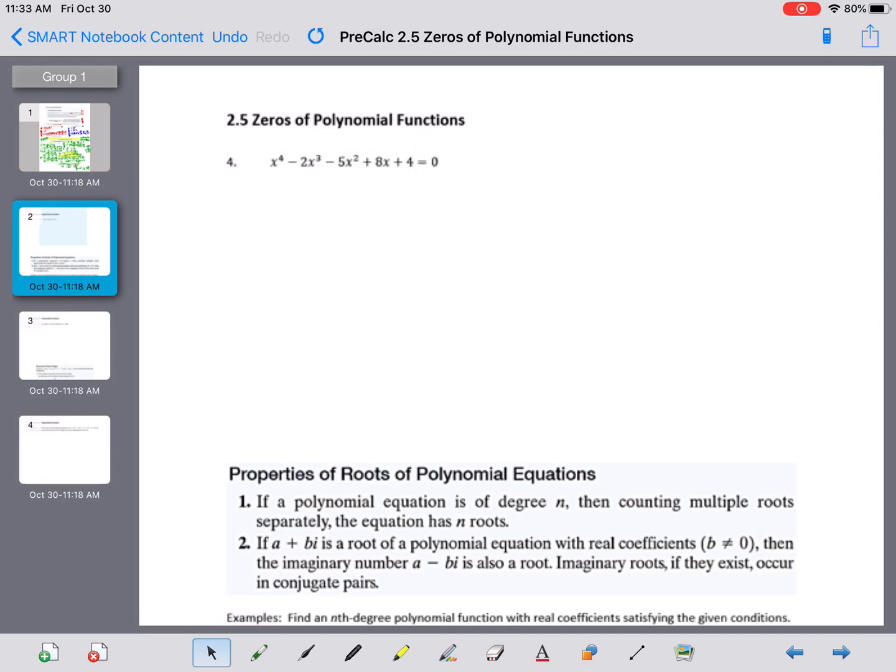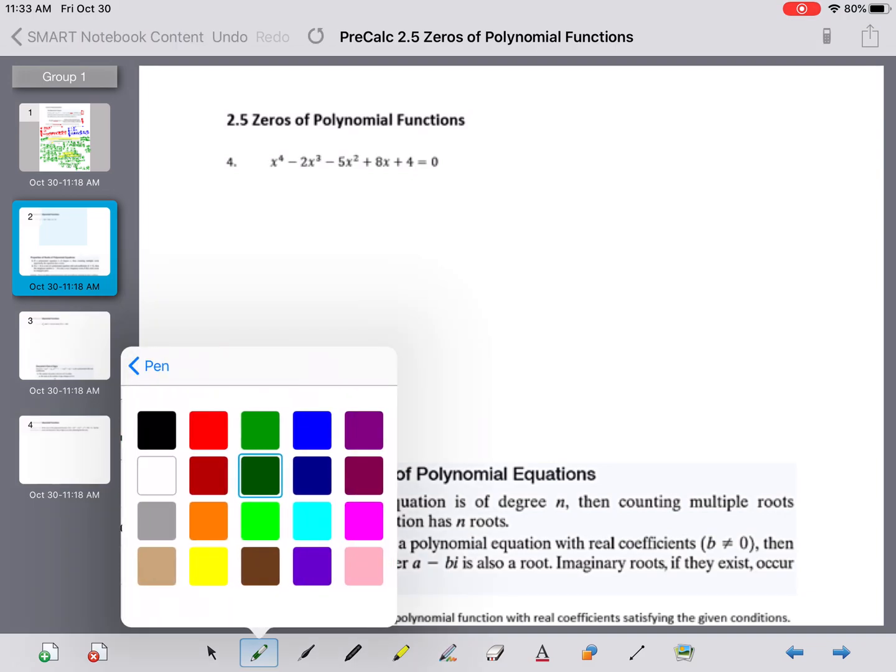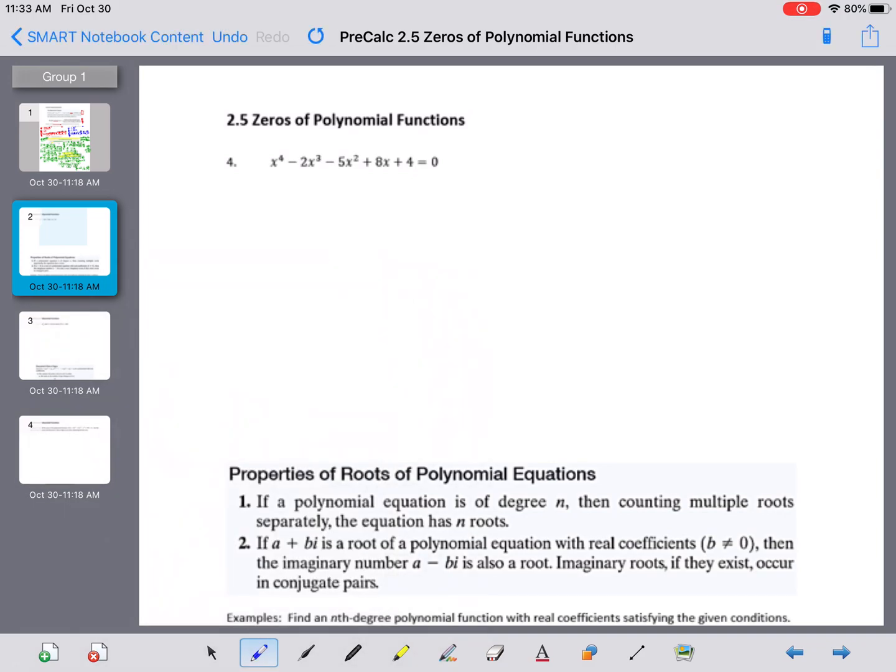Let's try one more of these, and key on this one, how many possible answers could we have? Yeah, we could have 4, right? We know there should be 4 zeros. We don't know how many of them are rational, how many of them are complex, how many of them repeat, but there should be 4.